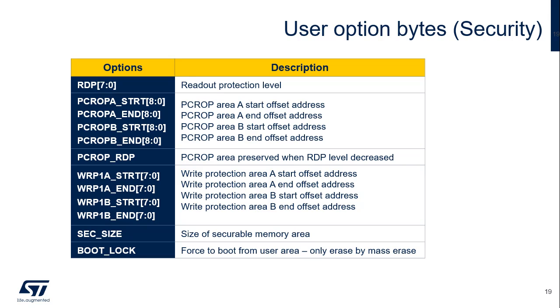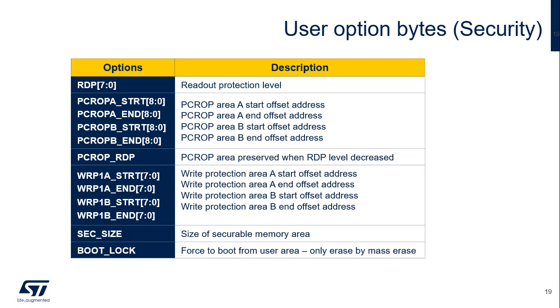The readout protection level enables the readout protection for the entire flash memory. Level 0, no protection. Level 1, read protection. Level 2, no debug. The following transitions are supported. Level 0 to Level 1. Level 1 to Level 0, which implies a partial or mass erase. Level 0 to Level 2. And Level 1 to Level 2.